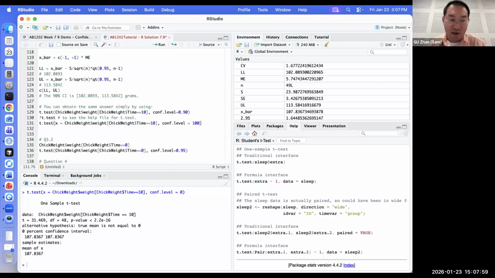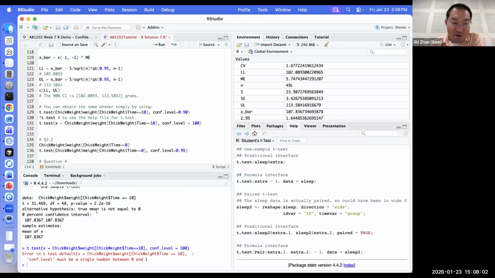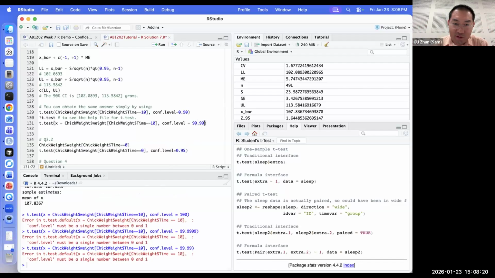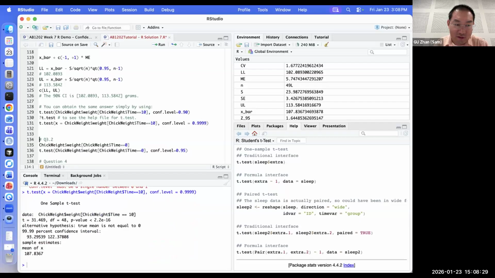Then what about the confidence interval? 100%? In t-test, the confidence level must be a single value between 0 and 1. In general, the interval is actually positive infinity to negative infinity. It cannot be calculated. What about 99.9999? 0.99999. It still gives you a reasonably large range, unless you want to go to 100%.